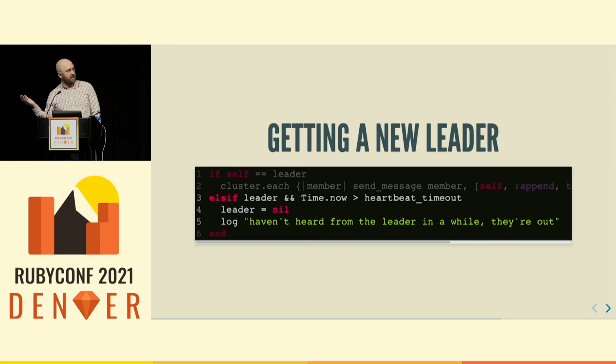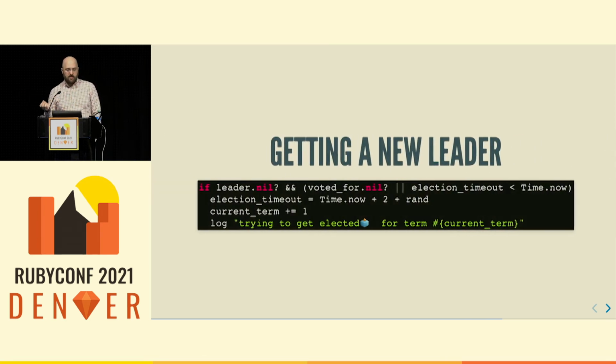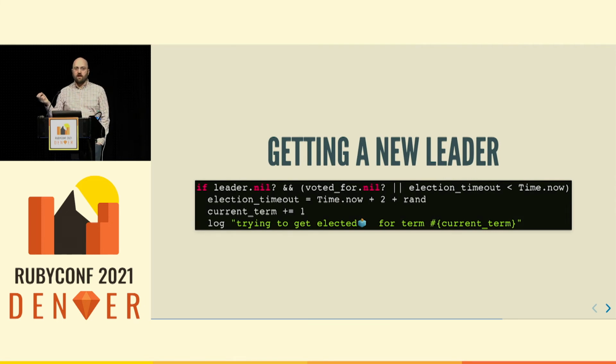So we'll just delete our leader, decide that they don't exist, and then this is the same code that we had at the beginning, where if there's a node that says, I don't have a leader right now, it's going to check its criteria, and then it's going to try to increment the term, set a new election timeout, and try to get elected.